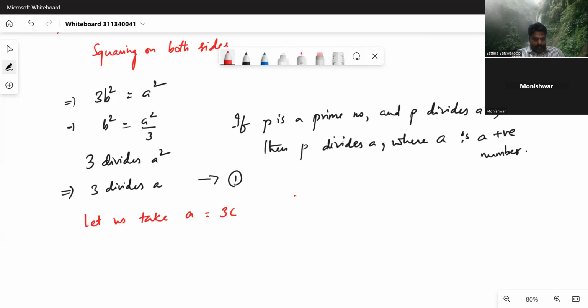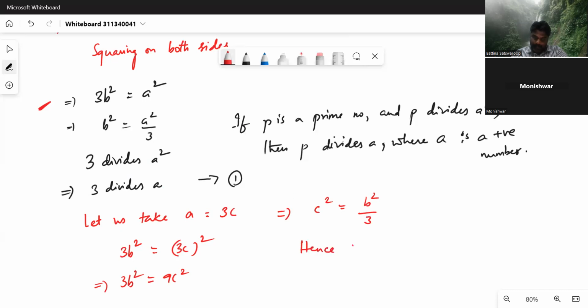Okay. Right. So let us take a is equals to 3c. So in that case, 3b square will be equal to 3c whole square. I am substituting in this point. So that would imply 3b square is equals to 9c square. That would again imply c square is equals to b square by 3. Hence, 3 divides b square. That would imply 3 divides b.